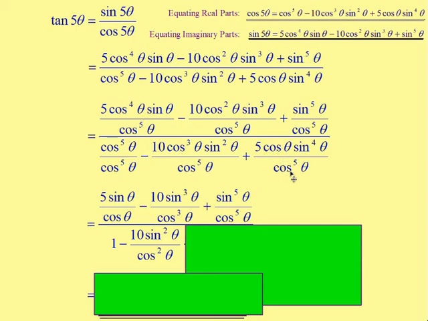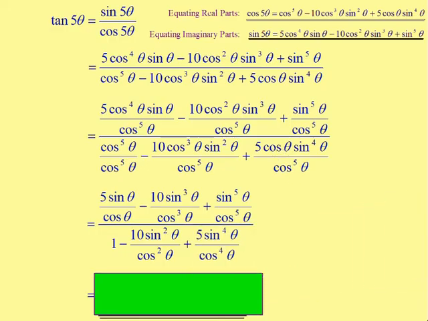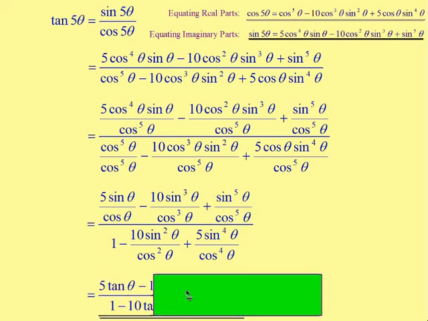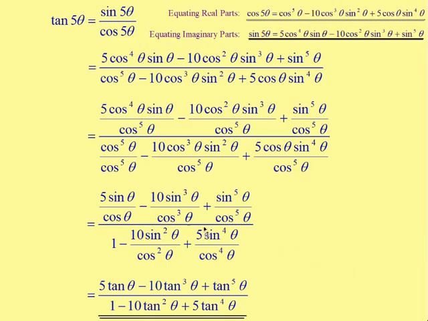And here, if you cancel out 1 cos theta from the top and another one from the bottom, it would leave us with 5 sine theta to the power of 4 over cos theta to the power of 4. And doing that, you've got sine over cos, which is tan. You've got sine cubed over cos cubed, which will be tan cubed. Sine to the power of 5 over cos to the power of 5 would become tan to the power of 5. So really, we would end up with this.